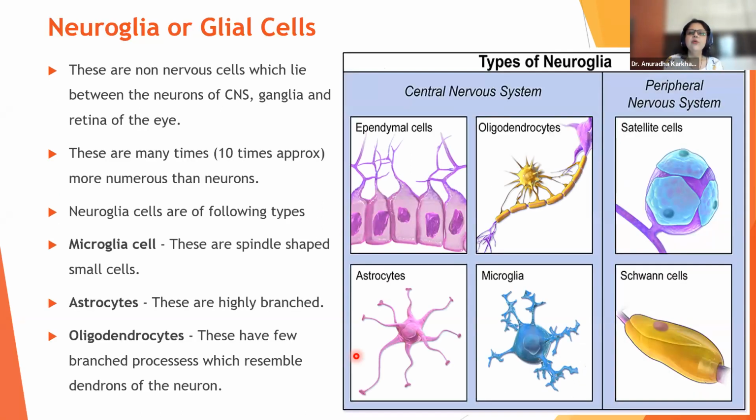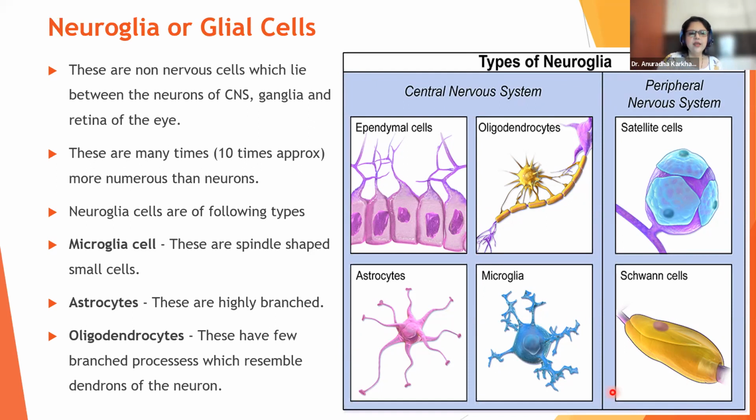Cells देखो बेटा, neuroglial cells or glial cells. These are non-nervous cells which lie between neurons of CNS. Non-nervous means they are not going to help in conducting any impulses. They are present in the ganglia and the retina of the eye as well. They are approximately 10 times more in number as compared to the neurons. They are of the following types: microglial cells, astrocytes, oligodendrocytes, etc. Microglial, spindle shape. उनका shape कैसा है? Just like a spindle. Tapering ends होते हैं और बीच में bulged होते हैं.